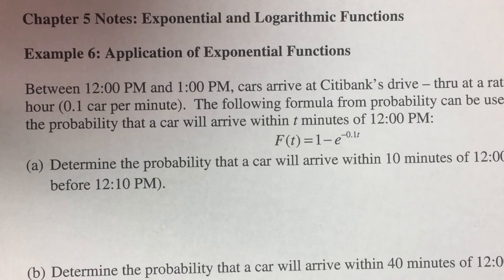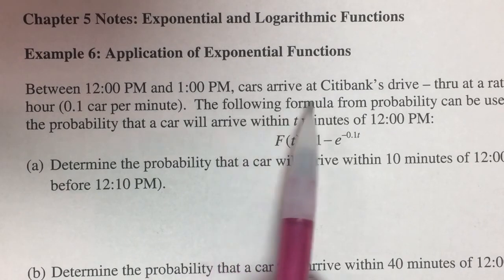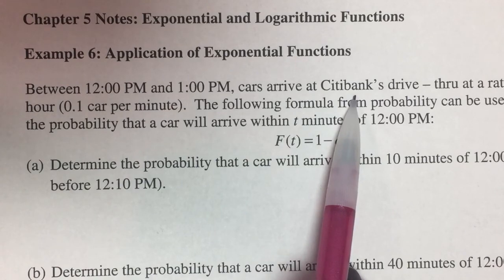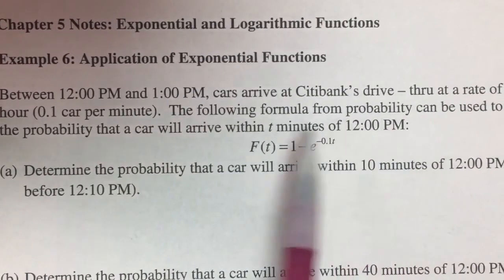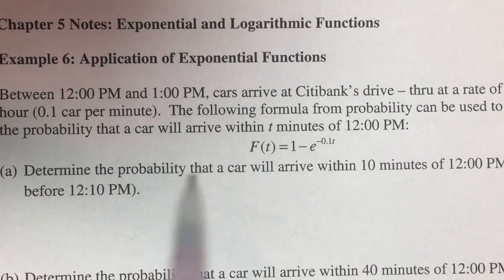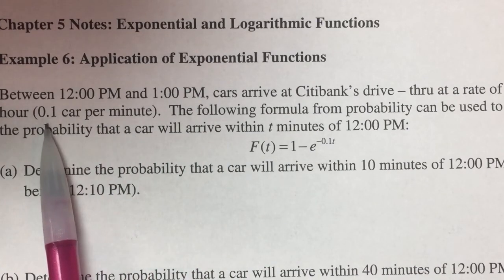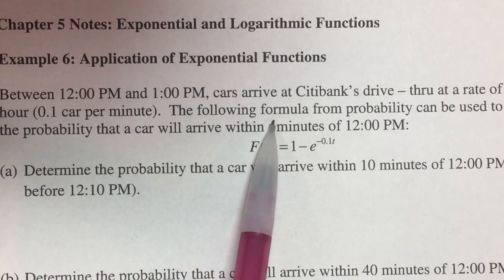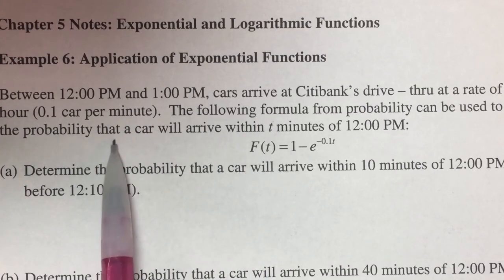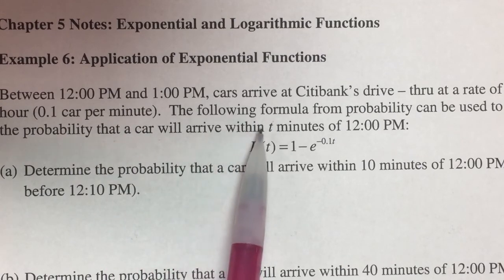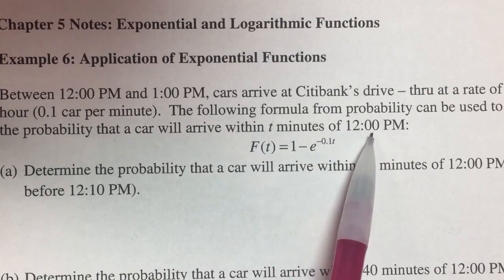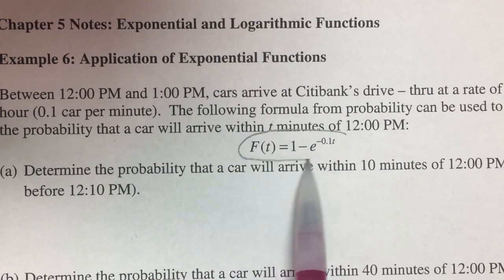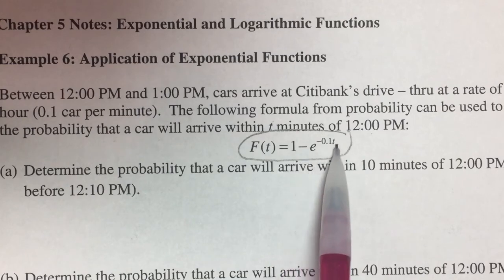So if we look at this application, between 12 and 1 p.m., cars drive into the drive-thru at the Citibank at a rate of 6 cars per hour. And you have this paper so you can read it, which is just 0.1 car per minute. The following formula from probability can be used to determine the probability that a car will arrive within t minutes of noon. So this is the formula that we're looking at. Notice it's an exponential equation because the variable t is in the exponent place.